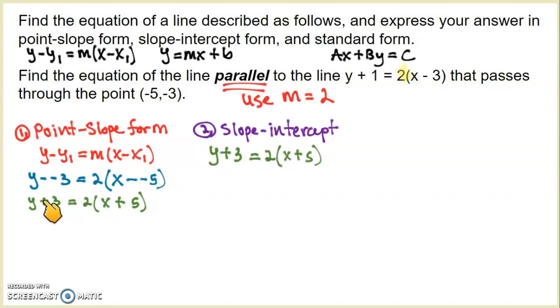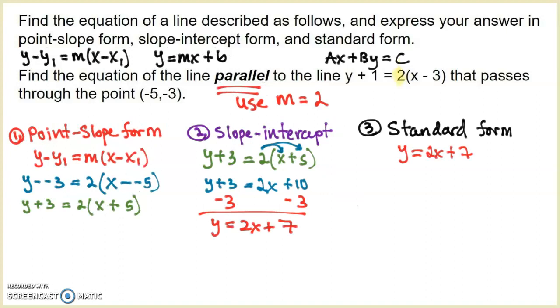So now I take that same equation right over here, and to get it in slope-intercept form, I need to make it look like this, which means to bring the 3 over and to get rid of the parentheses. So we're going to distribute and then bring that 3 value over. And so this is my slope-intercept form equation.